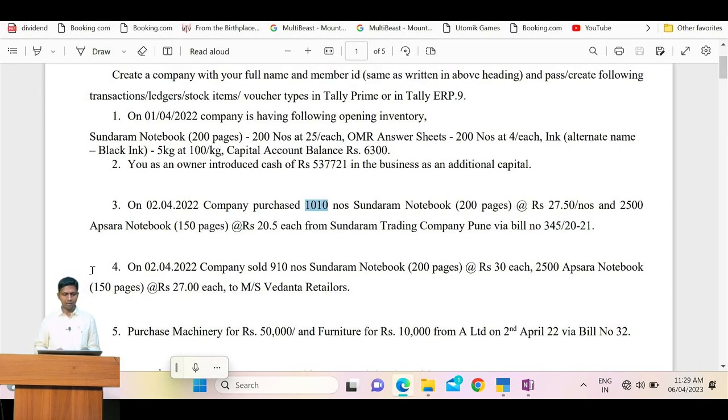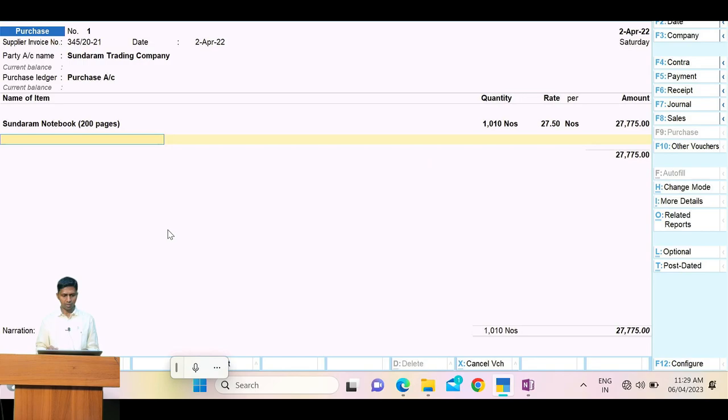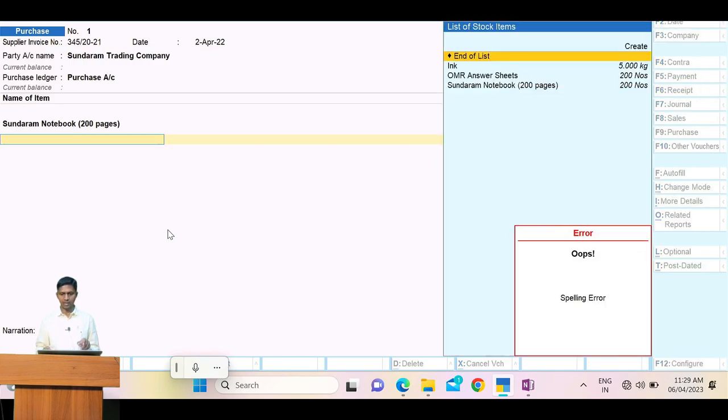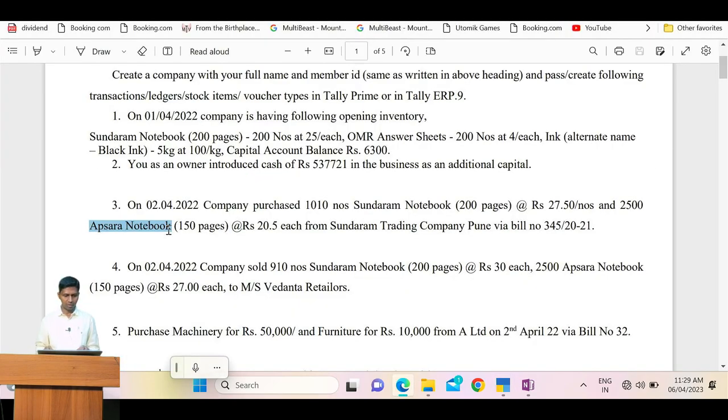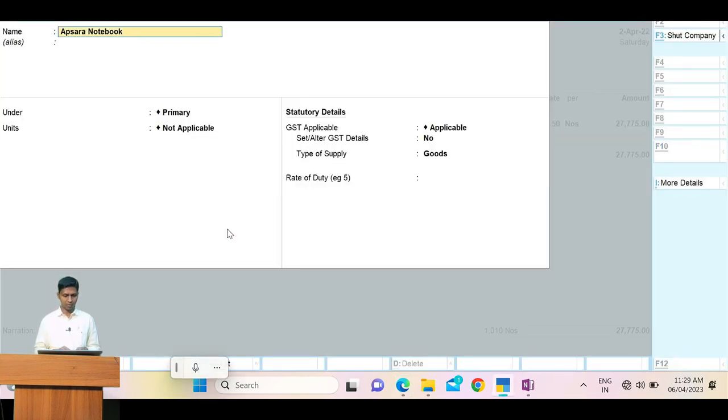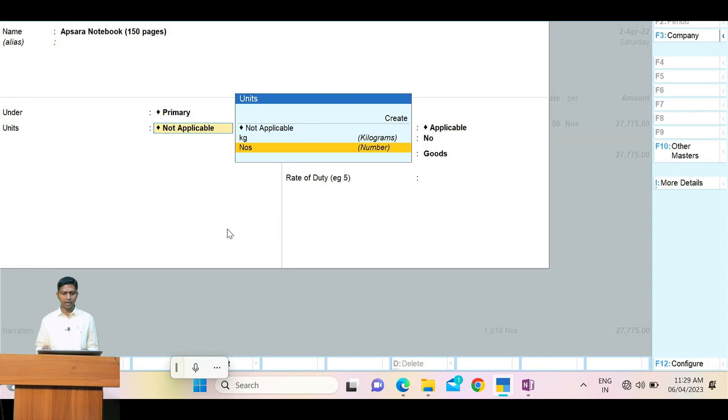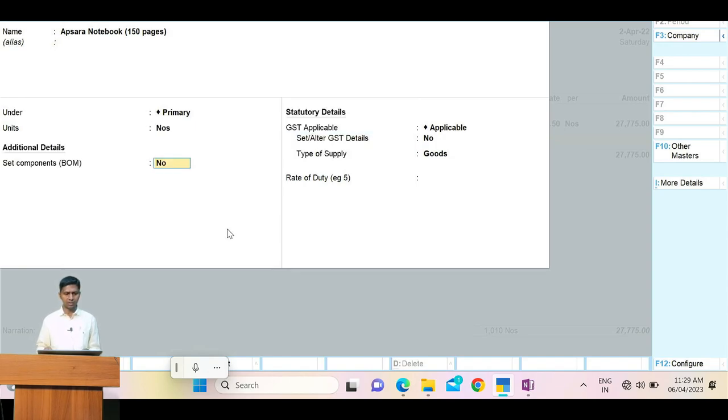Now one more type of notebook, and just try to paste, you will not get it in the list. That means that is not there. Then create Apsara notebook, what they are saying, 150 pages. Now just write it fully, because in the Apsara notebook category you will find 200 pages book, 100 pages, therefore type everything here, or just skip with escape, or delete or backspace, anything. Apsara notebook, 150 pages, we'll keep this in primary, and we purchase this in numbers, therefore number is the unit, no need to change anything.